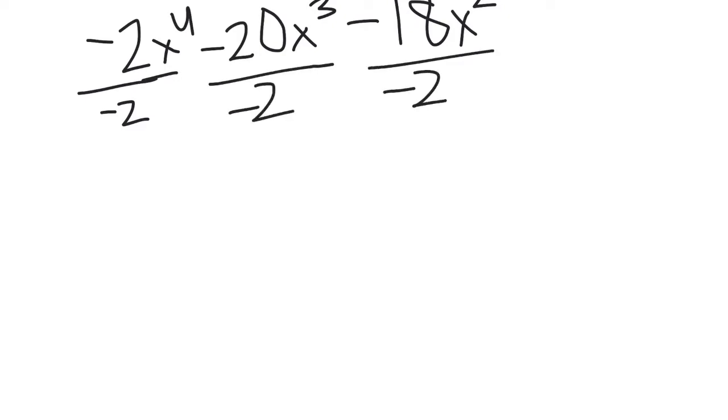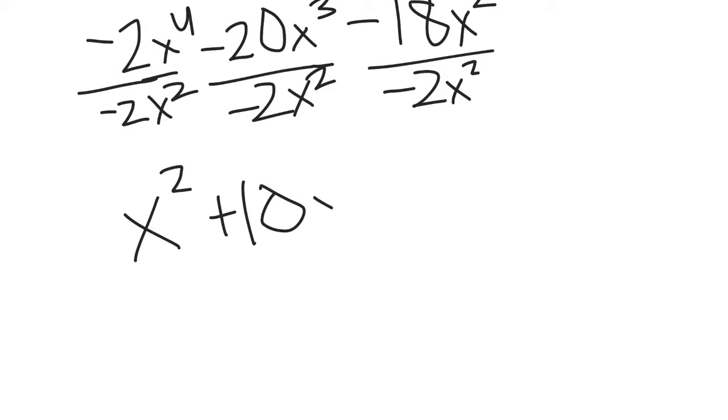they also all have the same common factor of x to the second. So let's take those out of there as well. Okay, so now let's remove them. We are left with x to the second minus 10x plus 9.